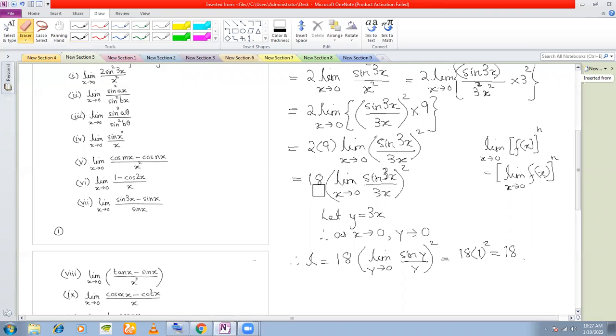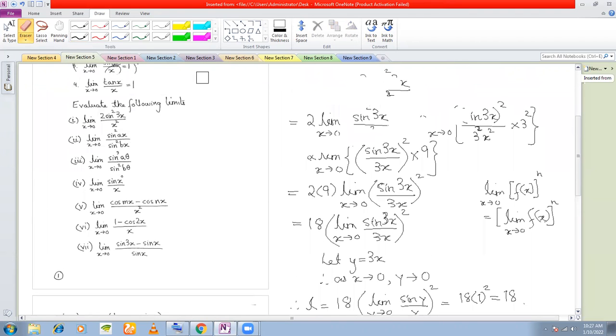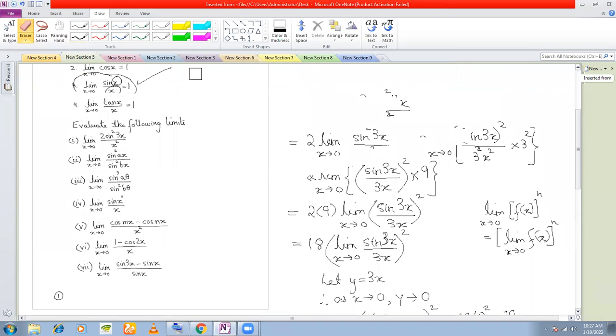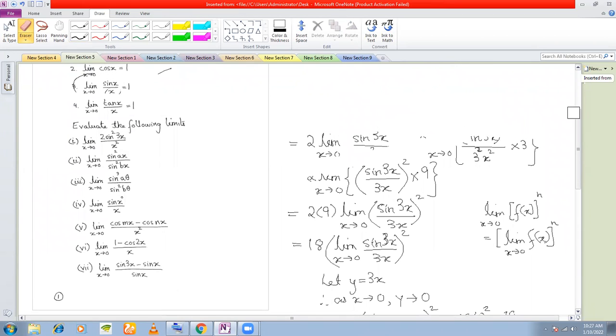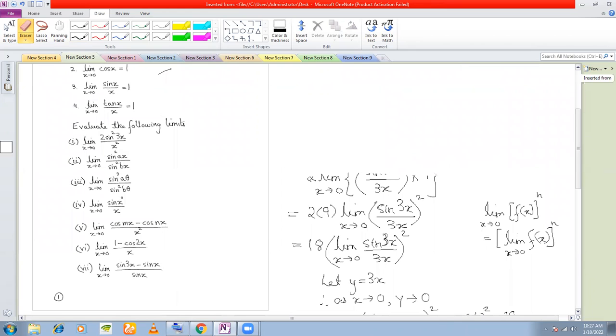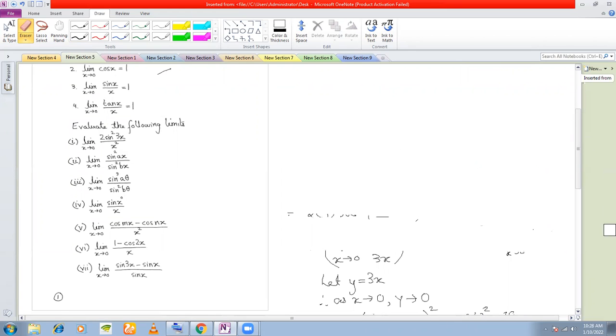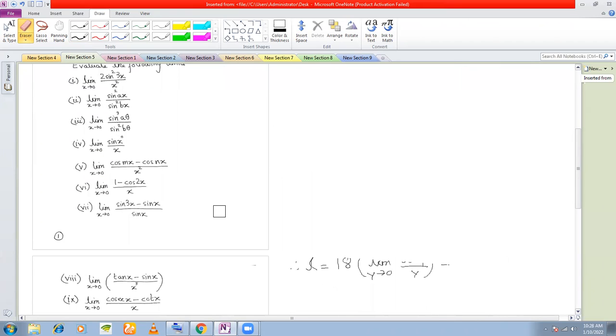Any question? Sir, in the examination also do we have to write these steps? No, you can write directly, but because this is an introductory sum, I have given you these steps. Later on, I'm going to skip these steps. So you can also skip them in your examination.